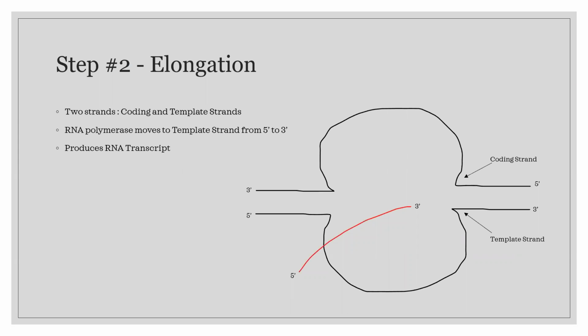Step 2, elongation. This is the second step. So there are 2 strands, the coding and template strands, and RNA polymerase moves along the template strand from 5' to 3' and produces the RNA transcript. And there's another visual there. And just remember that it always moves from 5' to 3'.